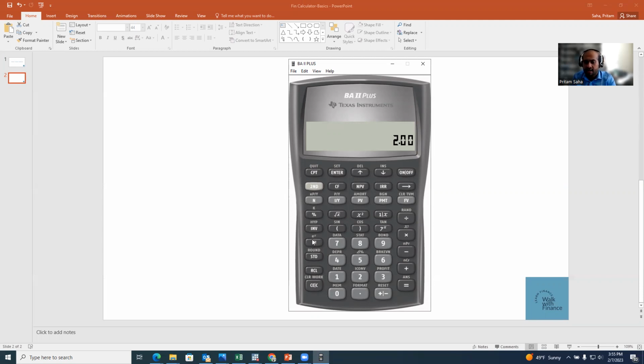In short, if we want to get the functionality of what is written on the face, just hit the button. If you want to get the functionality of what is written above, hit second, then hit the button. So this is the benefit of second.